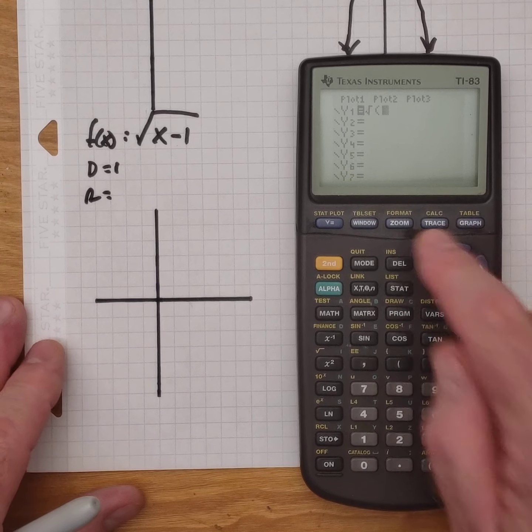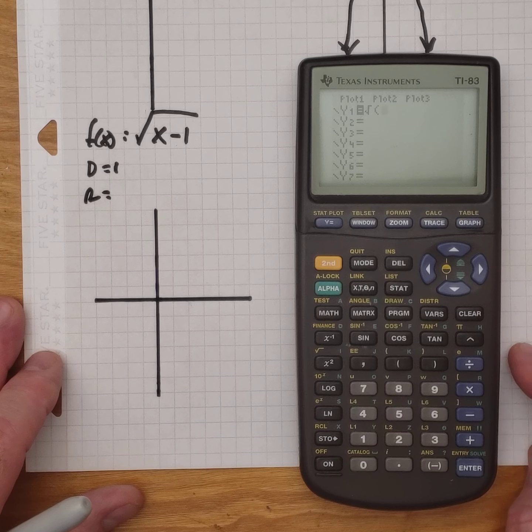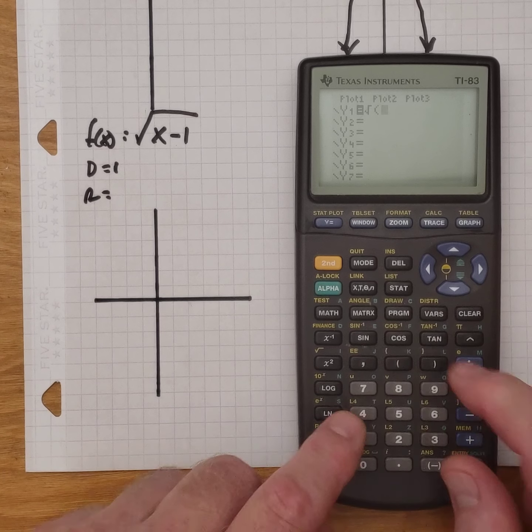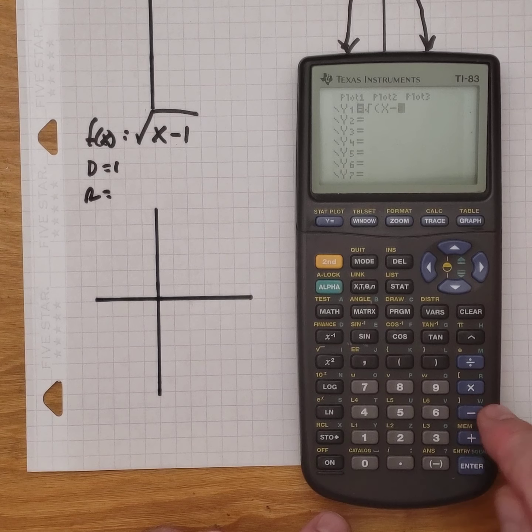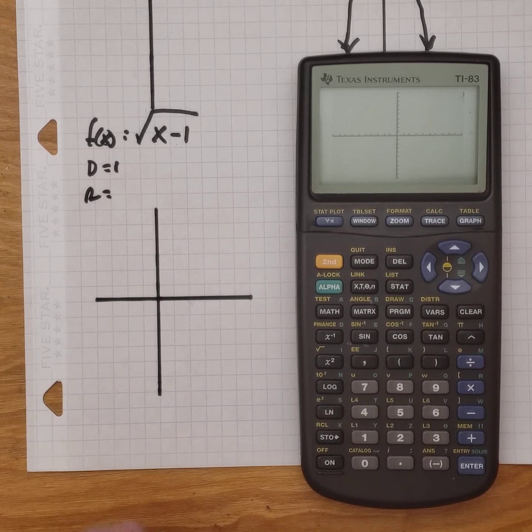And notice it gives us the square root with little parentheses. What we want to do is trap whatever's inside the square root inside those parentheses. So we would put the whole x minus, this key for subtraction, 1, and then close the parenthesis to indicate that's the end of the stuff that's under the square root. And then we go to our graph.